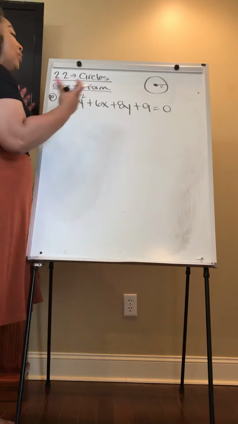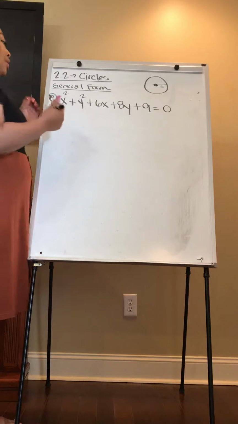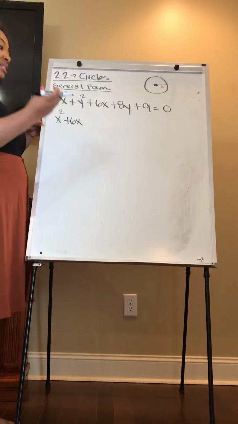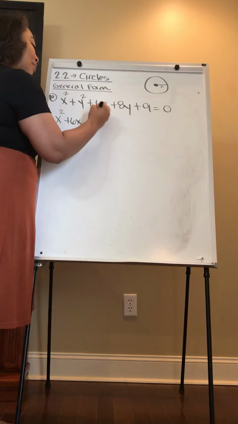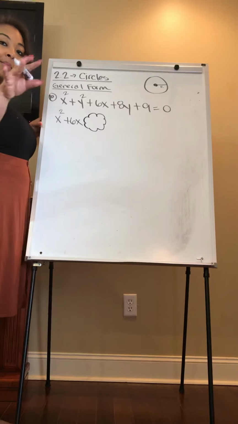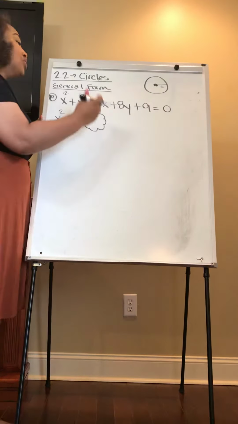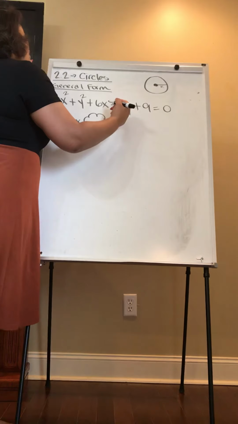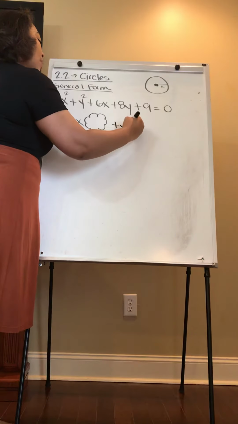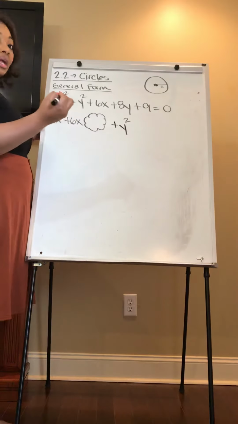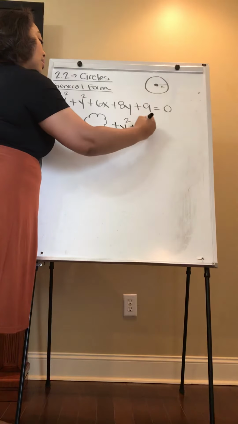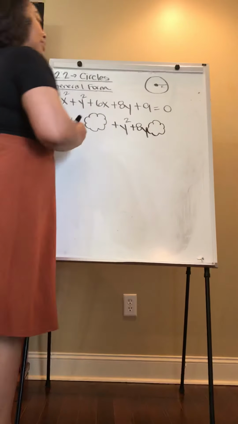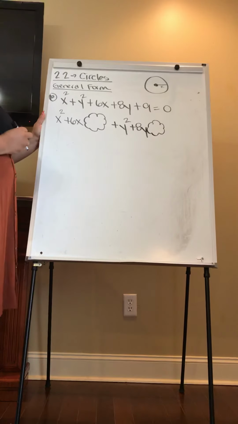So what I'm going to do is put my variables of like together. So I'm going to have my x squared plus 6x together. Now I'm going to do a bubble. You can do a circle, a box, a square. You need a space here that you're going to put a number. This will represent my x side. Your y side, you're going to put your y's together, starting with the y squared. So plus y squared plus 8y and a bubble. I really wrote too big.